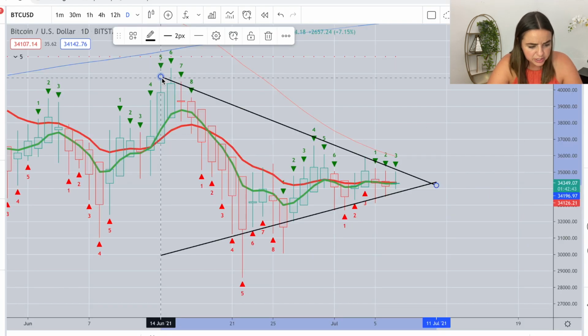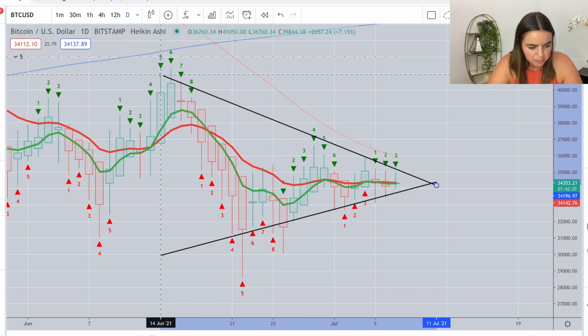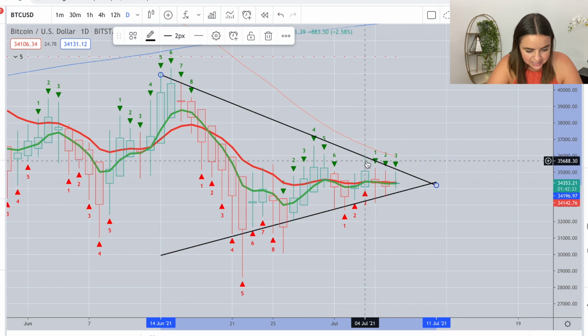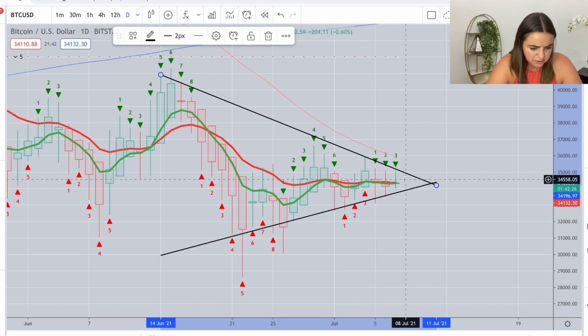So I drew the top of this one, as you could see here, and you can fudge this a little bit, but basically it's hitting this top point here, and then it almost hits the body here, hits a point there, and then it hits this candle from July 4th. So I drew that when these two candles didn't exist.